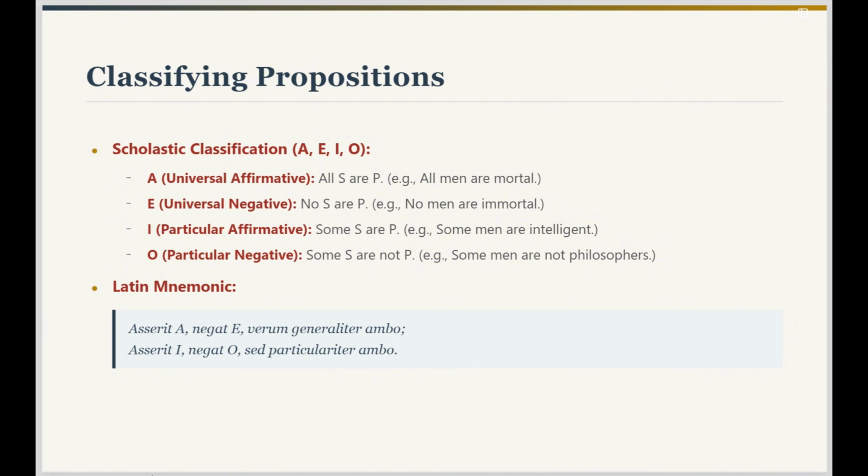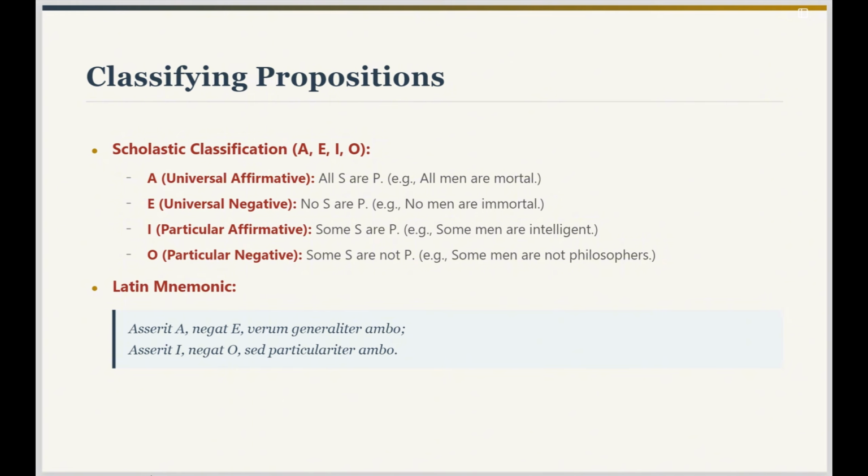We can look at 2 dimensions. First, quality. Is it affirmative, saying something is true, all men are mortal? Or negative, saying something is false, no men are immortal? Second, quantity. Does it cover the entire scope of the subject, all men? Or just a part of it, some men? Every proposition has both a quality and a quantity.